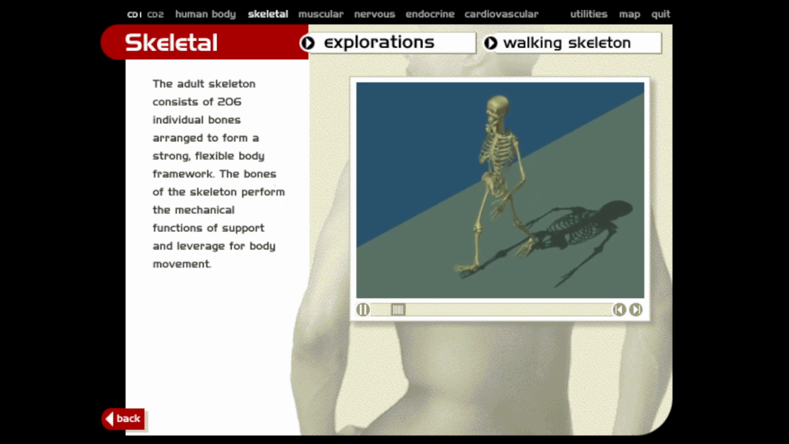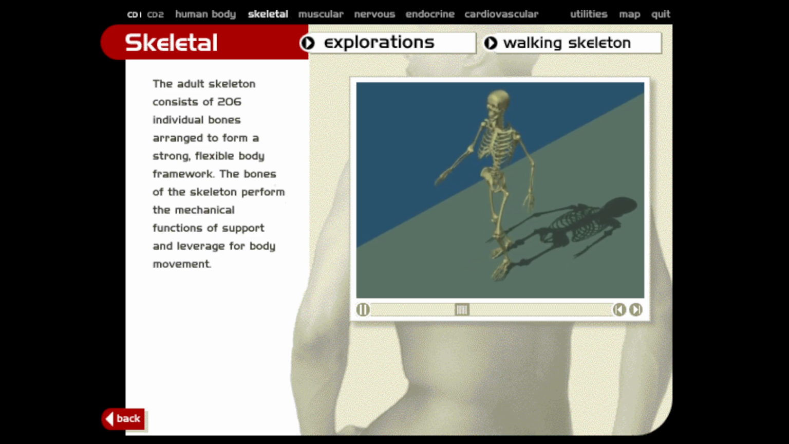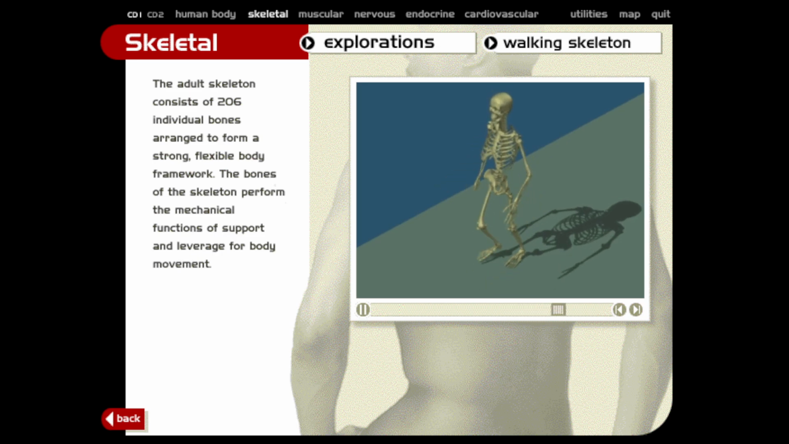The adult skeleton consists of 206 individual bones arranged to form a strong, flexible body framework. The bones of the skeleton perform the mechanical functions of support and leverage for body movement.